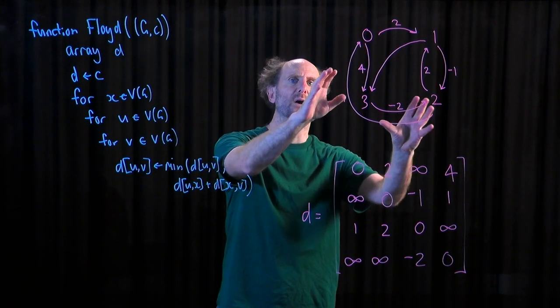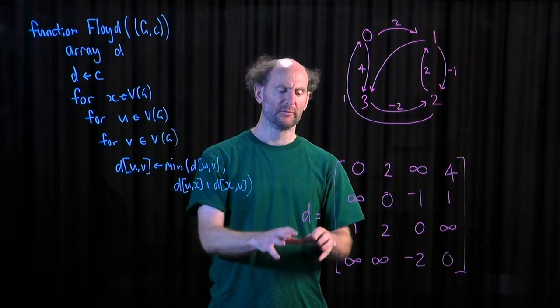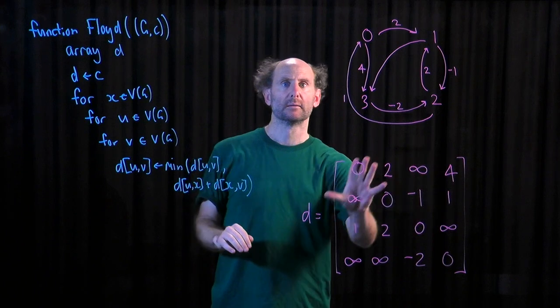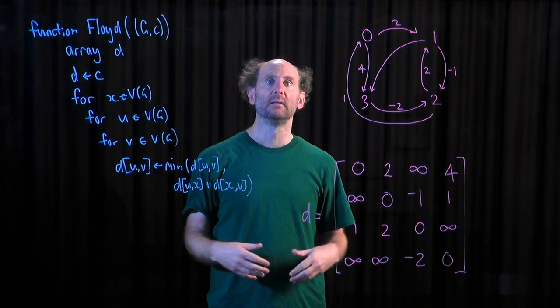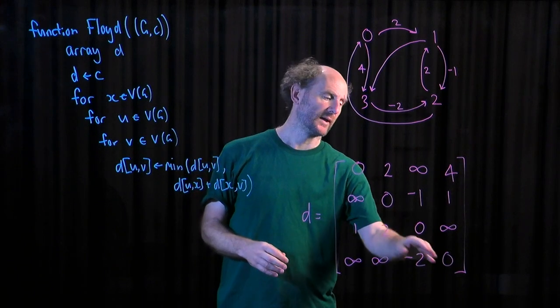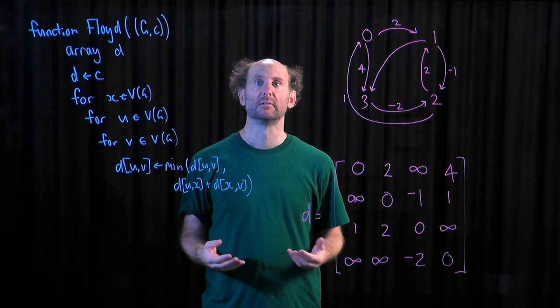Here is the weighted digraph we saw earlier, and I've initialized the distance matrix D to be the cost matrix, and you'll notice that to work here we need to start with zeros down the diagonal of the cost matrix.